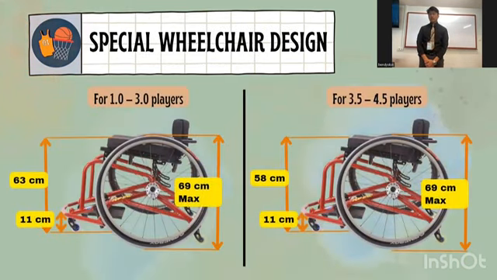Okay, there are two variations of special wheelchair for athletes. The first one is for 1.0 to 3.0 players, where the height is around 63 cm, the footrest is around 11 cm, and the maximum height is around 69 cm. The difference between the 1.0 to 3.0 players and the 3.5 and 4.5 players is the height. For the 3.5 and 4.5 players, the height is a little bit lower, just around 58 centimeters.